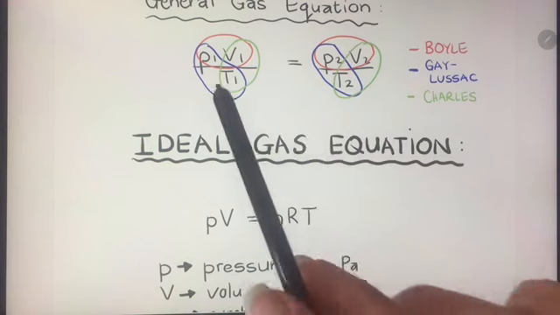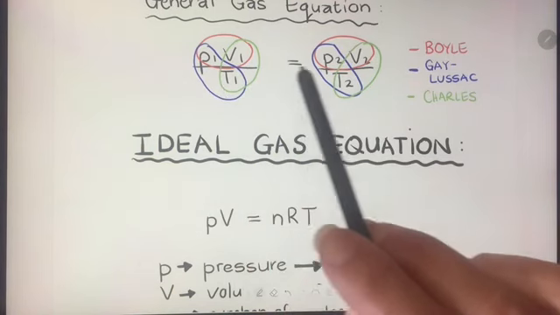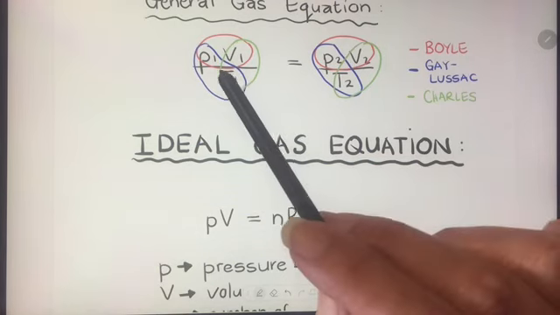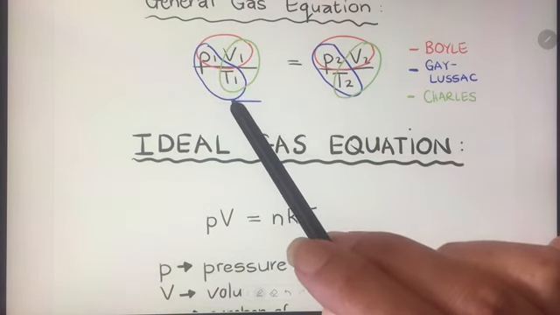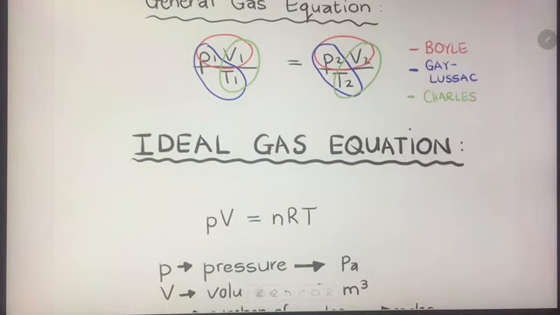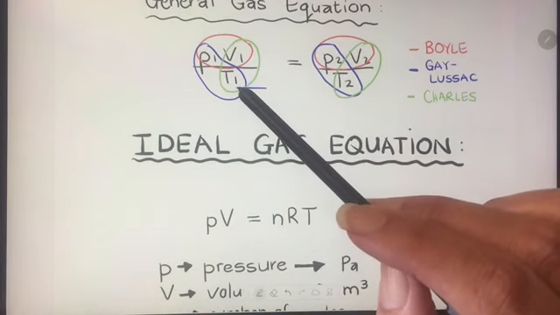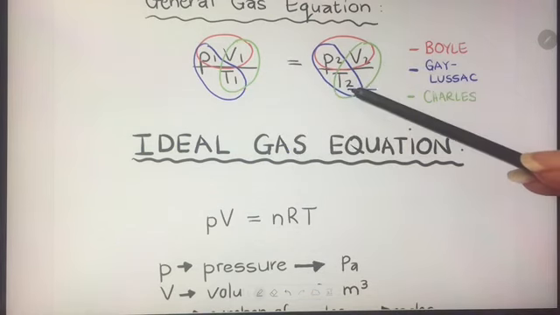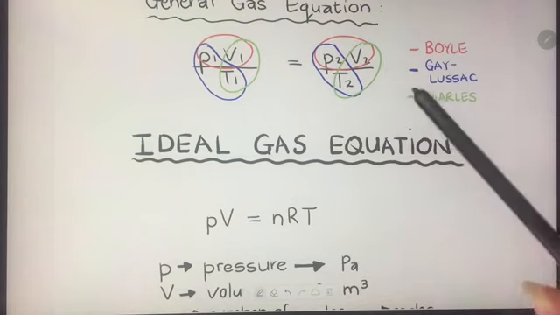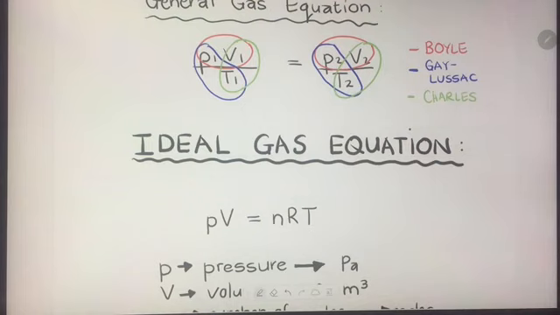So over here, you can see the P1V1, P2V2, that was Boyle's law. You can see the P1 divided by T1 and the P2 divided by T2. That was Gay-Lussac's law. You can see the V1 divided by T1, V2 divided by T2, and that was Charles's law. So this is what we'll use if we work with a changing pressure, volume, and temperature simultaneously.